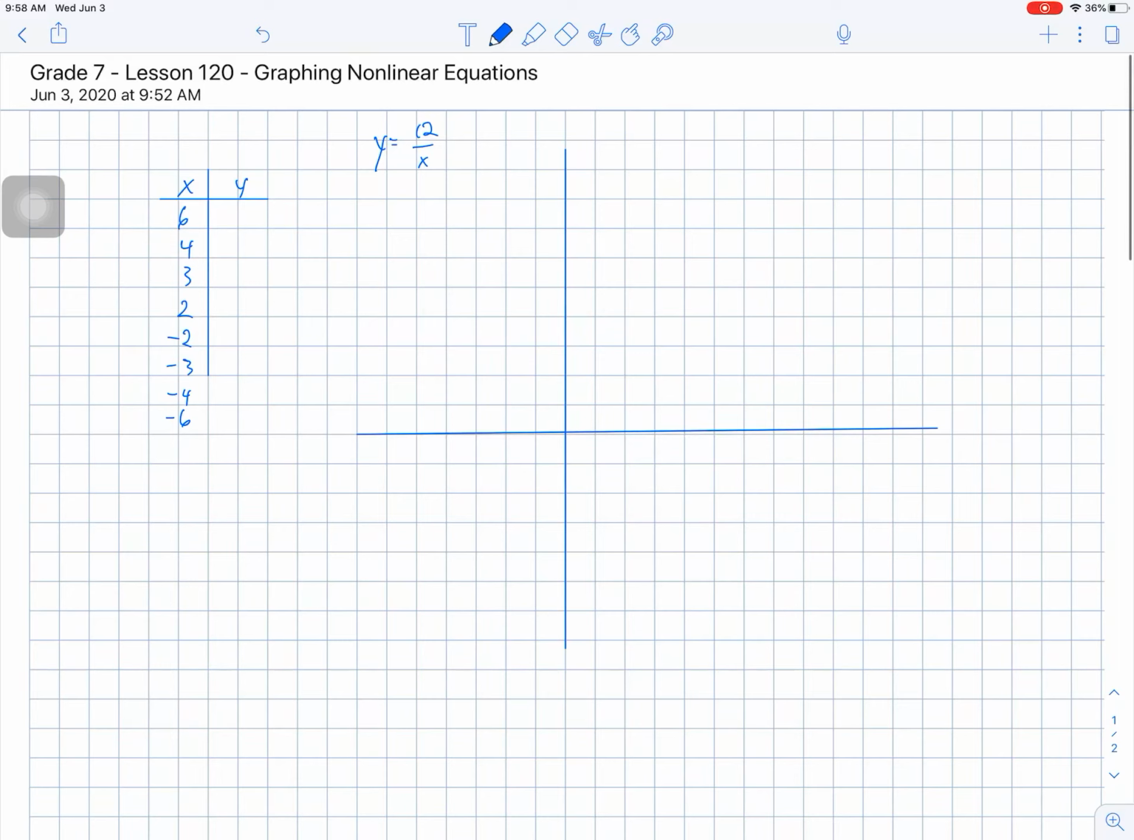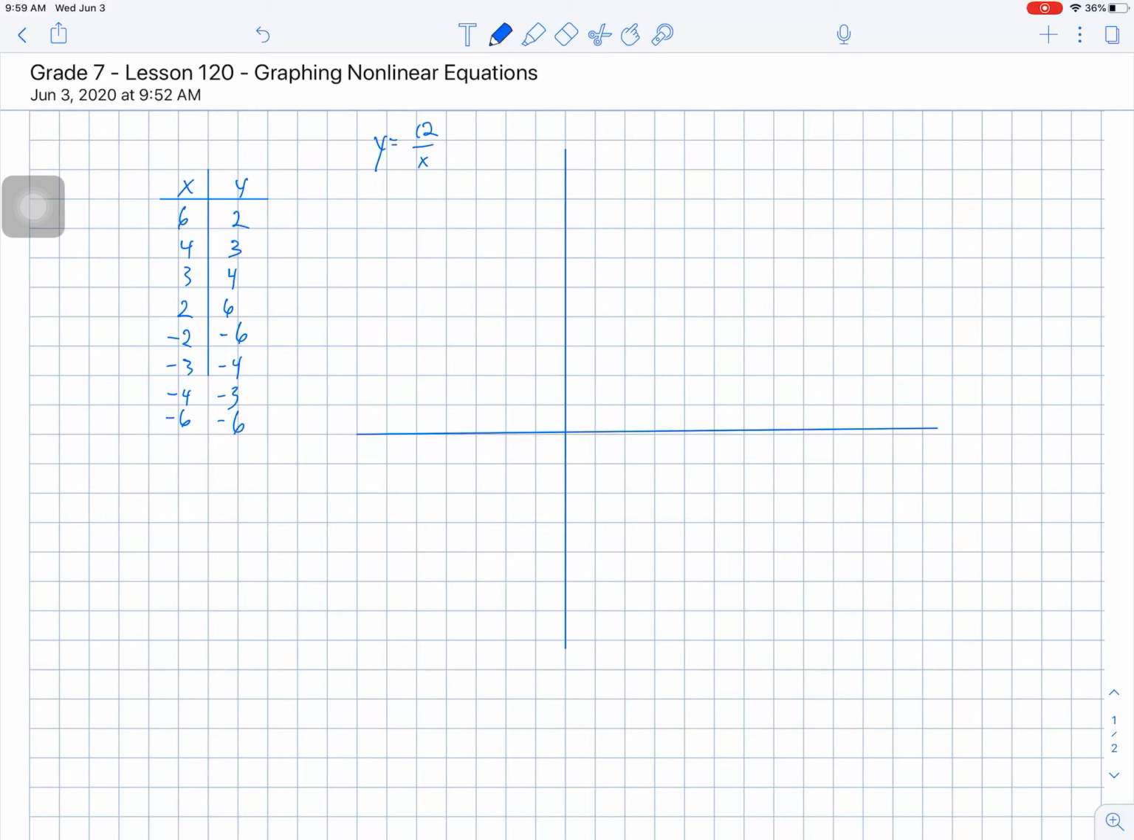So 12 divided by 6 gives you 2. 12 divided by 4 gives you 3. 12 divided by 3 gives you 4. 12 divided by 2 gives you 6. 12 divided by negative 2 gives you negative 6. 12 divided by negative 3 gives you negative 4, and so on. When you start looking at these graphs, you're going to see that each one is going to be different, right?